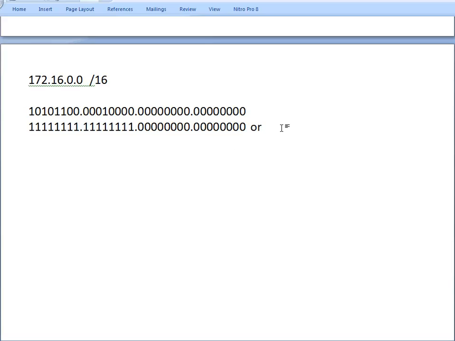So I can say /16, or I can say 255.255.0.0. Three ways of saying the same thing, and it's correct.